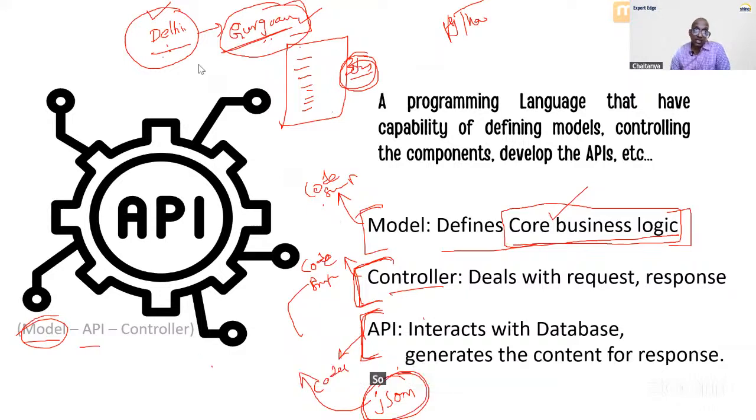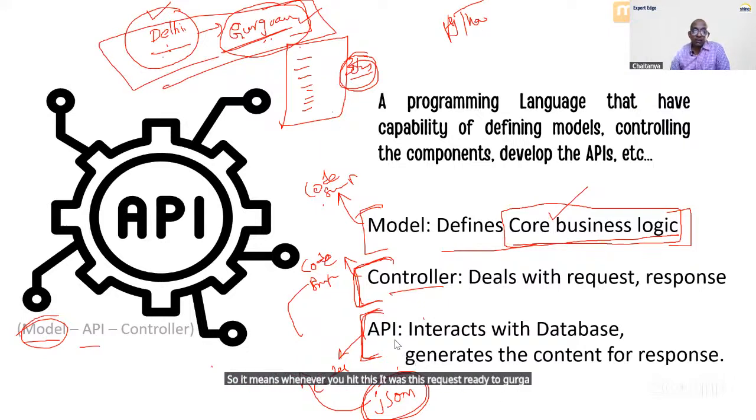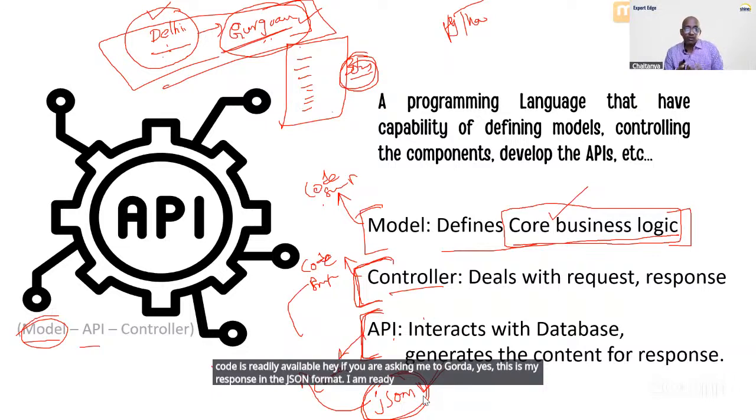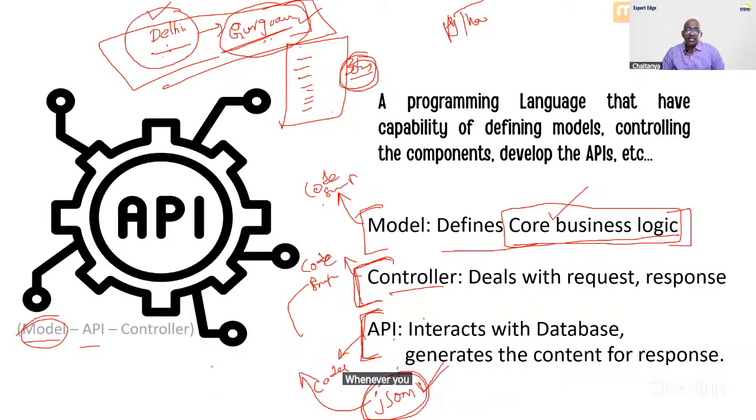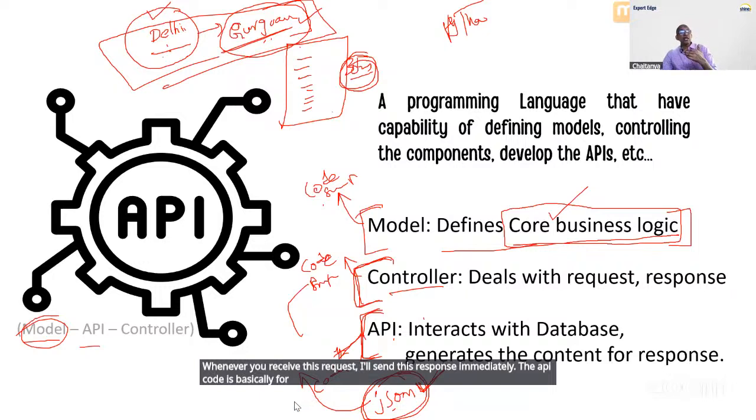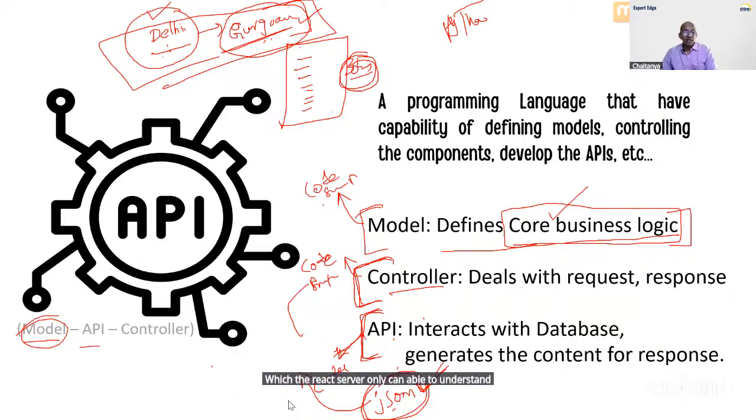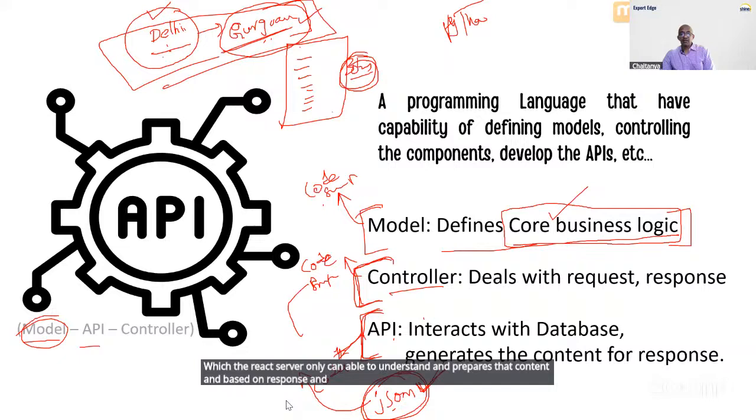So whenever you make this request, Delhi to Gurgaon, the API code is readily available. It says, hey, if you are asking Delhi to Gurgaon, yes, this is my response in JSON format. I am ready with my response, I am waiting for your request. Whenever I receive this request, I will send this response immediately. API code is basically for connecting to the database, getting the data from the database, and creating the JSON content, which the React server can understand, and preparing that JSON response ready to send to the React server.